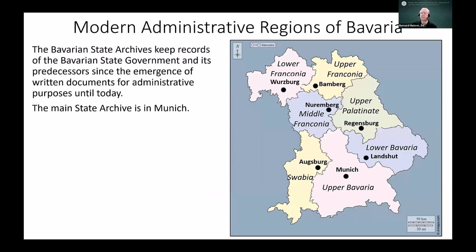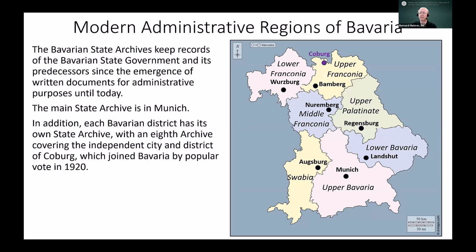And in fact, here you can see the districts. So there's the Upper Palatinate. There's Franconia broken down into upper, middle, and lower. Just like we have Upper Bavaria around Munich, we have Lower Bavaria, and then we have Swabia. So those are the administrative regions. The main state archive for Bavaria is in Munich, but each of the administrative regions also has an archive, a good place to start looking for records.